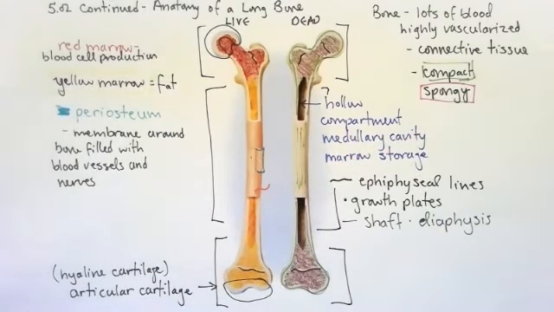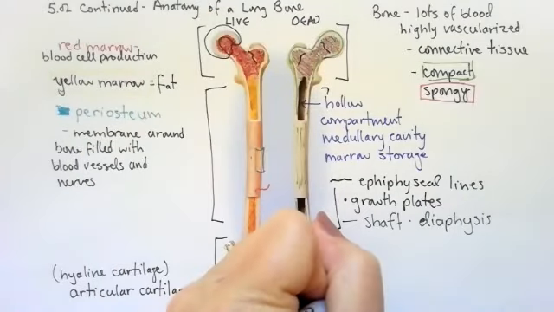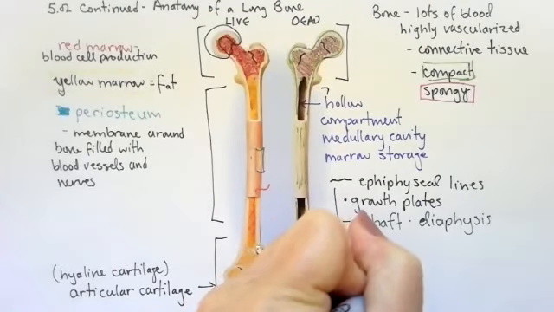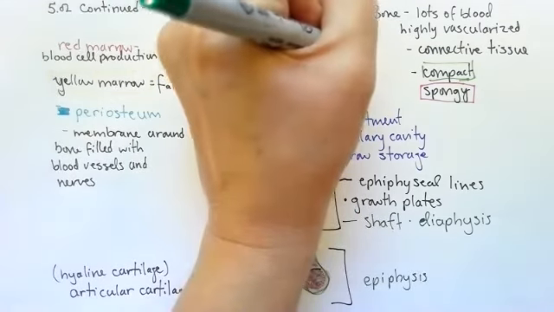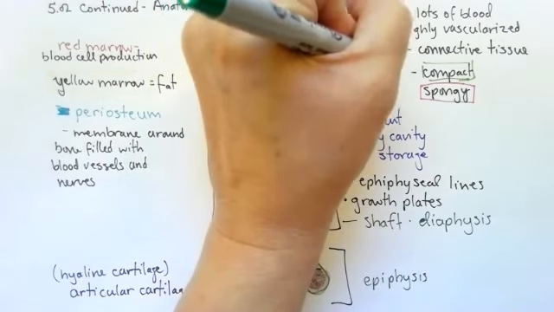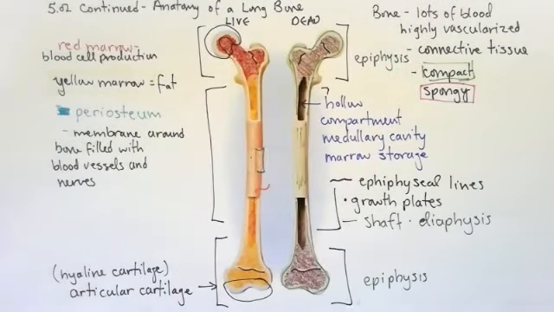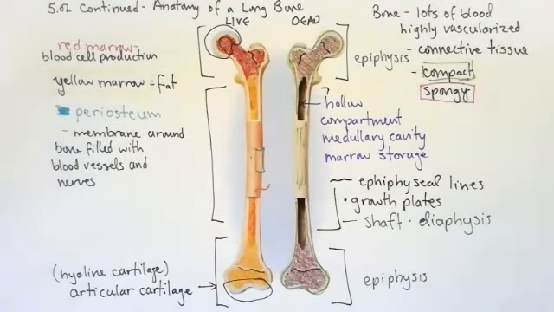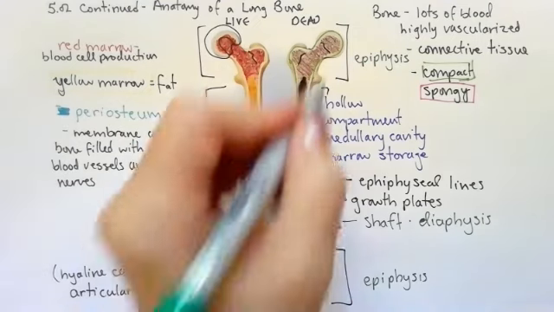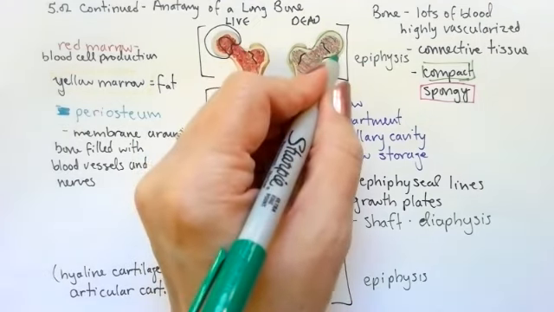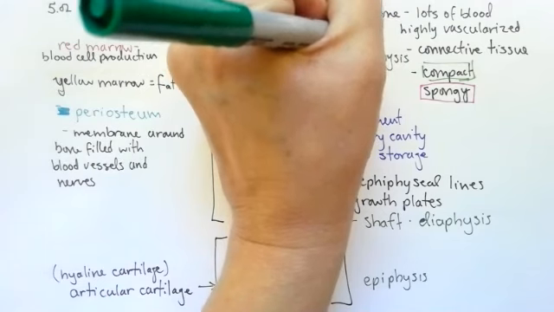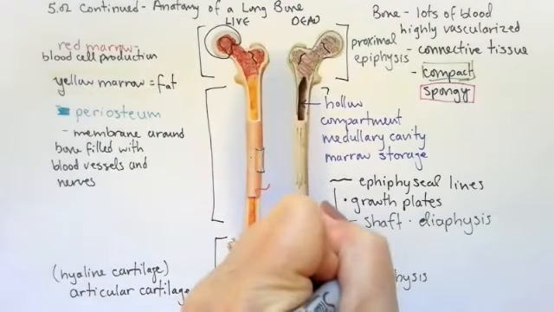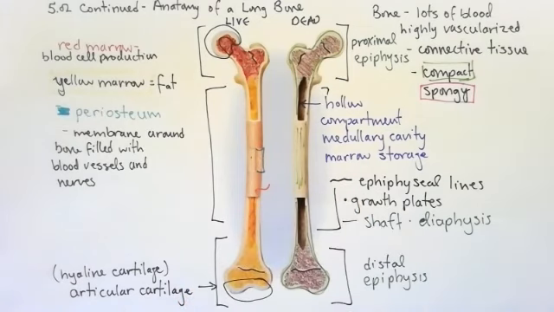Diaphysis. The ends are the epiphysis, and this is the epiphysis. So the ends are the epiphysis, the center's the diaphysis. Because this is closer to, this is the part that goes into the pelvis, we're going to call this the proximal. Remember proximal and distal? So I have the proximal epiphysis, and this is going to be my distal epiphysis.